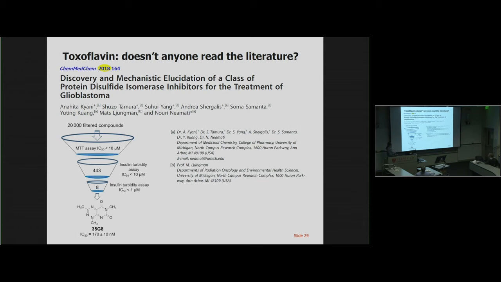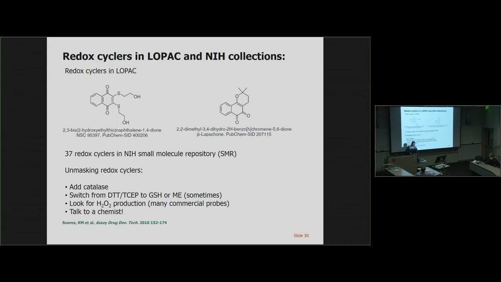Again, a very close analog of toxaflavin, coming out of a screening assay. It's not just toxaflavin. There's a lot of molecules that can exhibit this sort of redox activity. These appear in both the NIH and LOPAC collections. There are ways to detect this. You can add catalase to break down the hydrogen peroxide. Switching to a more modest reducing agent sometimes helps. You can directly detect hydrogen peroxide production. And I think talking to a chemist is probably just a generally good idea.